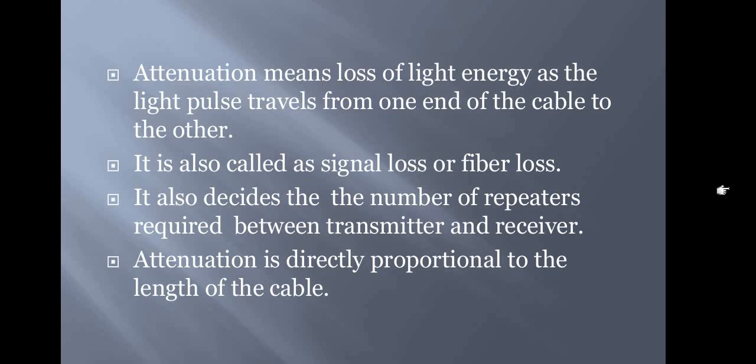That is the reason we send the information from the transmitter, and we get the information at the receiver. It is also called signal loss or fiber loss. It also decides the number of repeaters we actually require.